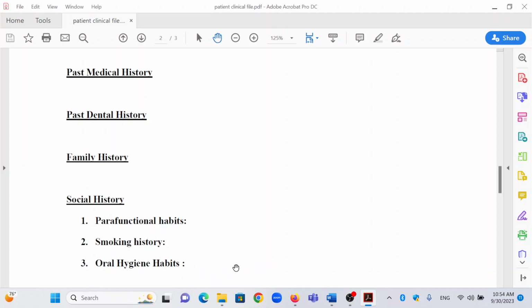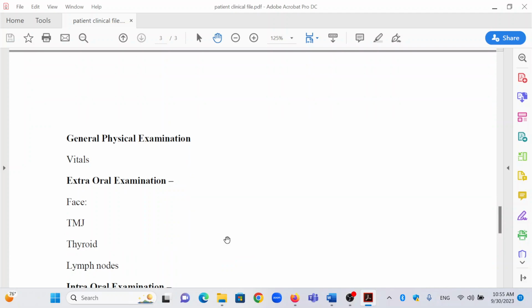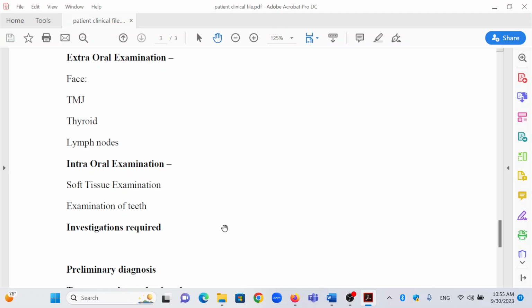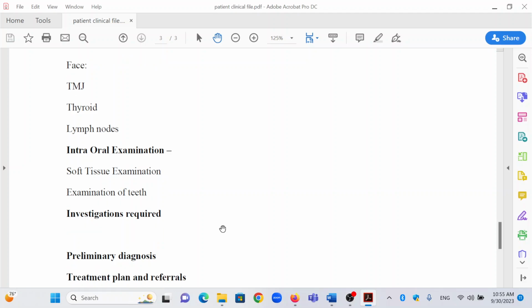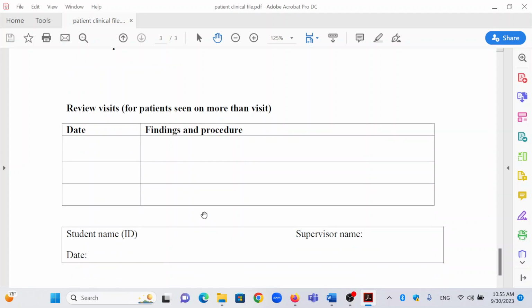So this is briefly the patient history. And after completing or taking these data from the patient, you will start doing the oral examination. And we will post another video about oral examination and also the required investigations and the treatment plan. And this is going to be the next video for you.